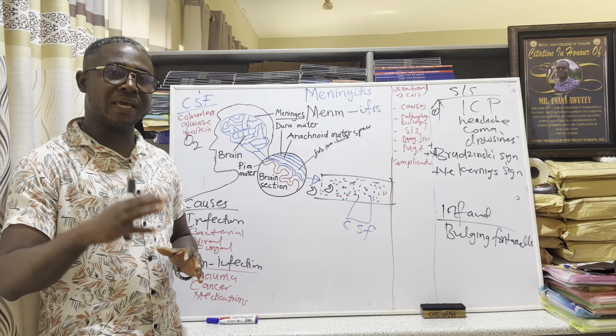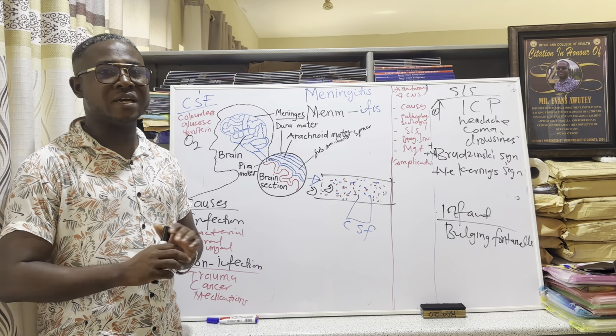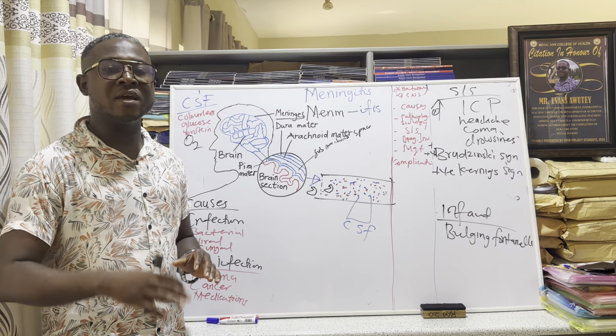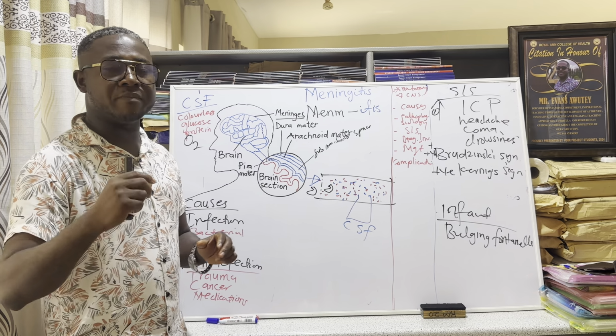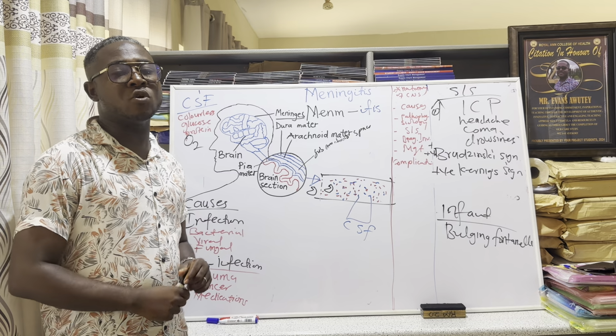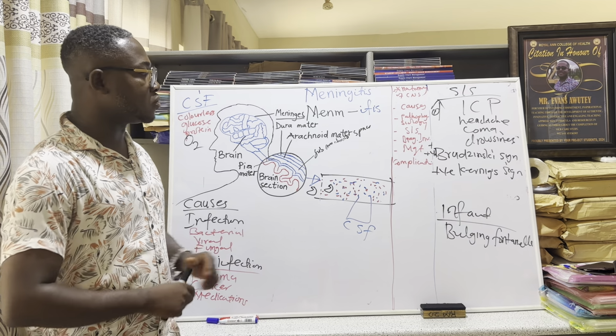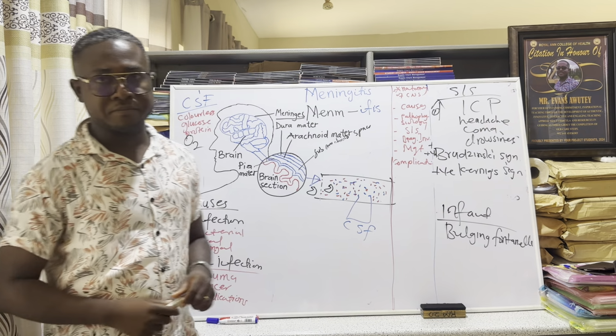A positive Kernig sign. The key thing you have to understand is that in Kernig sign, you position the patient's leg at 90 degrees and try to extend it, the patient resists, and the patient also complains of pain. That is a positive Kernig sign.